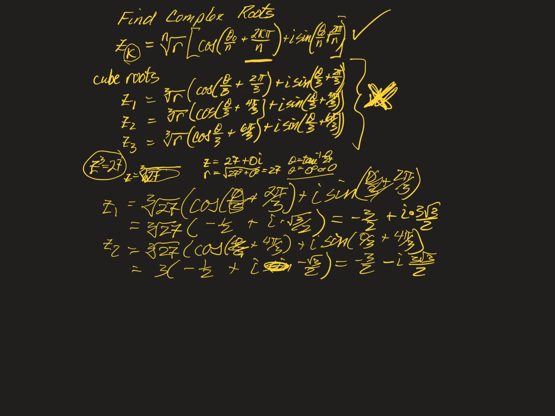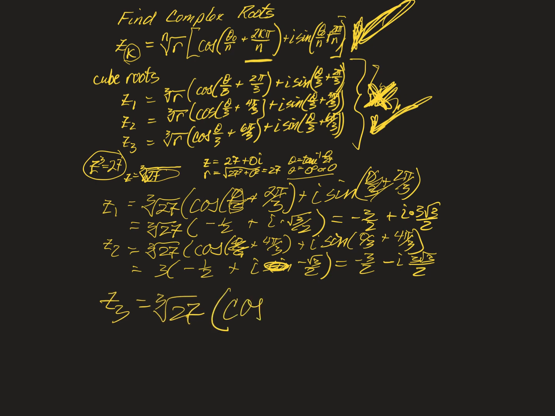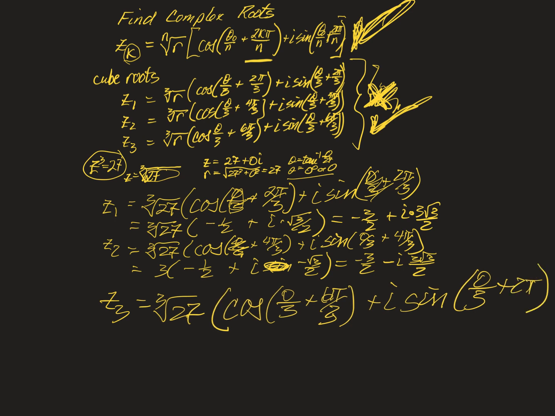And so now we'll get the third one. So then we do z3. That'll be the cube root of 27. Notice how I've started with this, wrote these out here for cube roots. Now I'm doing this third one down here, okay? And so this will be cosine of 0 over 3 plus 6 pi over 3, which is just 2 pi, if you wish, plus I sine 0 over 3 plus 6 pi over 3 is 2 pi, okay?